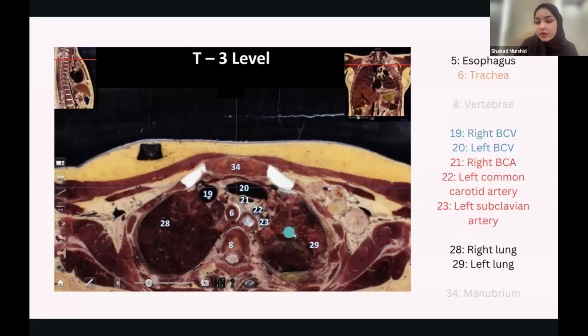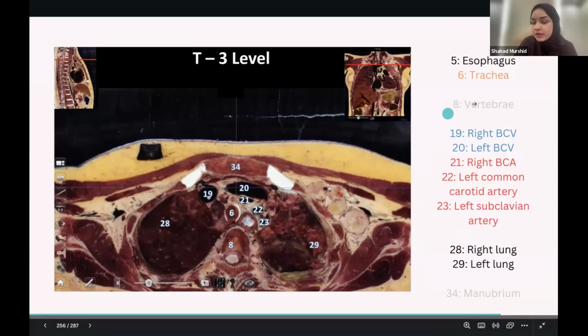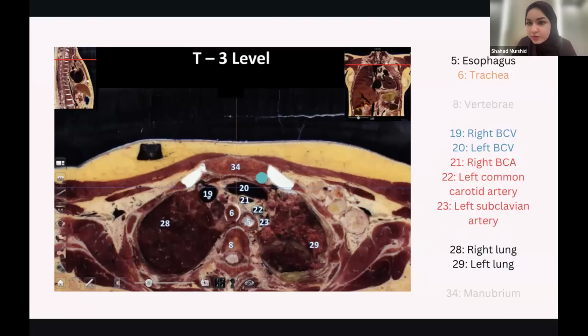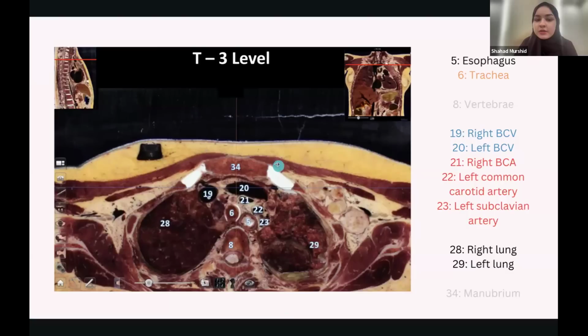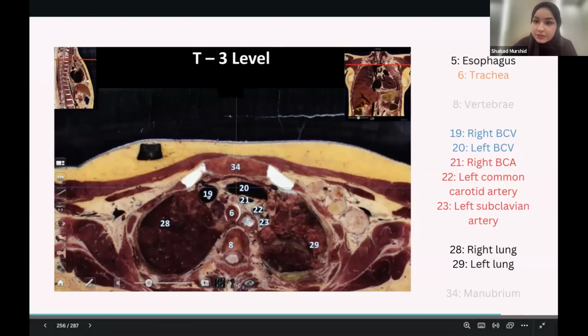Right lung, left lung. And then these that I highlighted in a very light color, they're just really not important, but I just put them for completion's sake. So here we have the vertebrae, and then here you have the sternum. So this is anterior and posterior. Okay, that's it for T3.